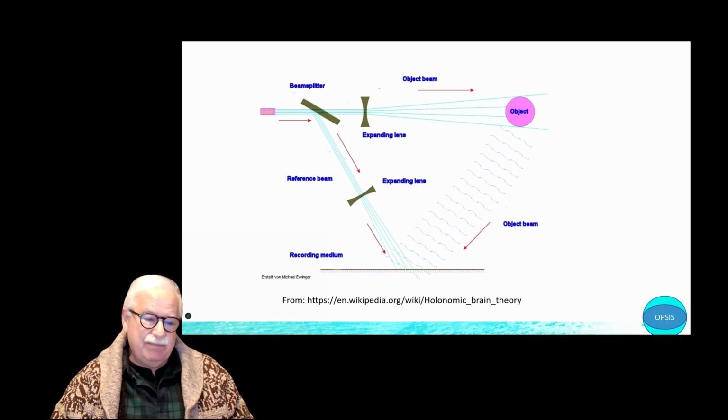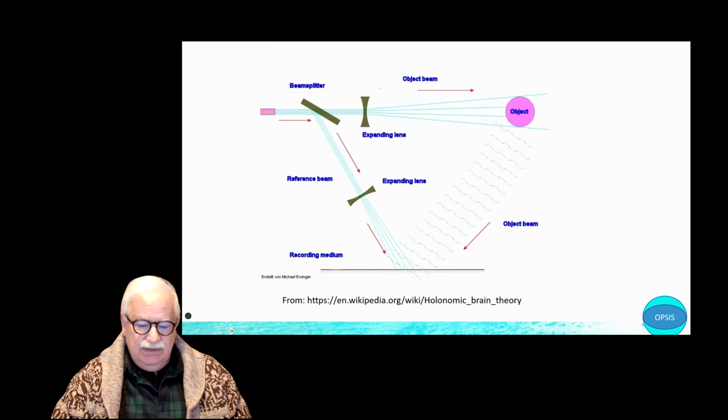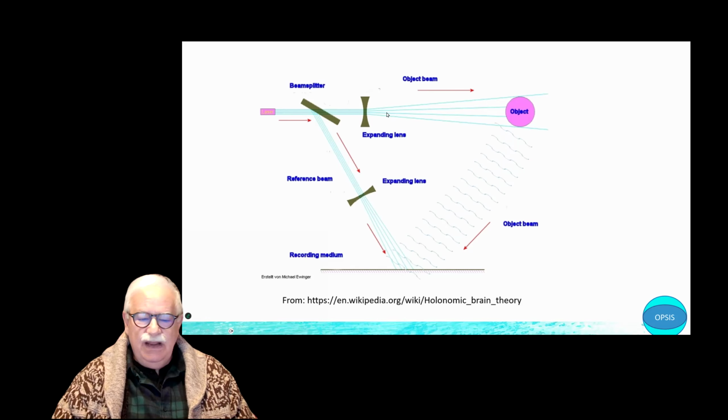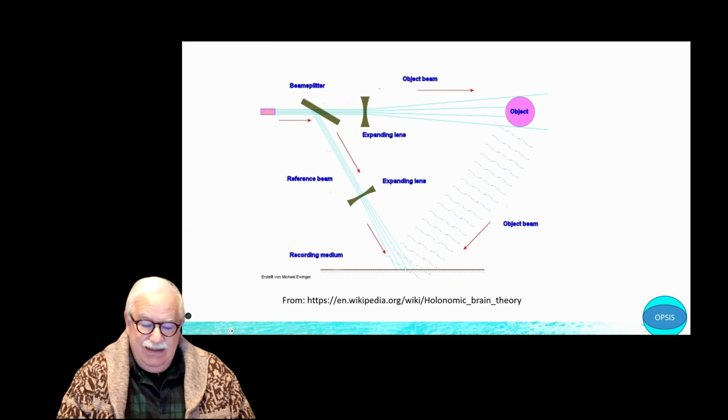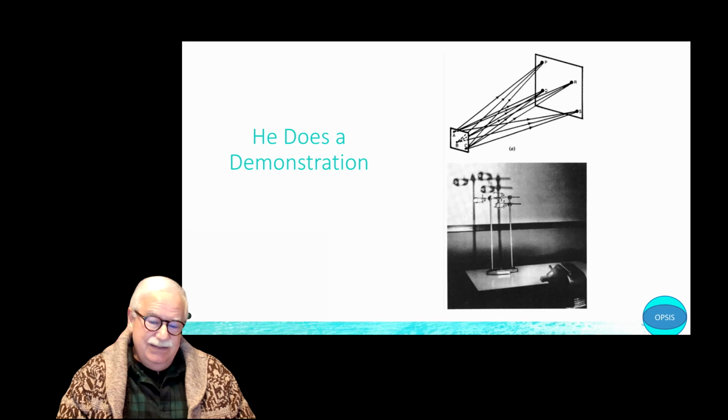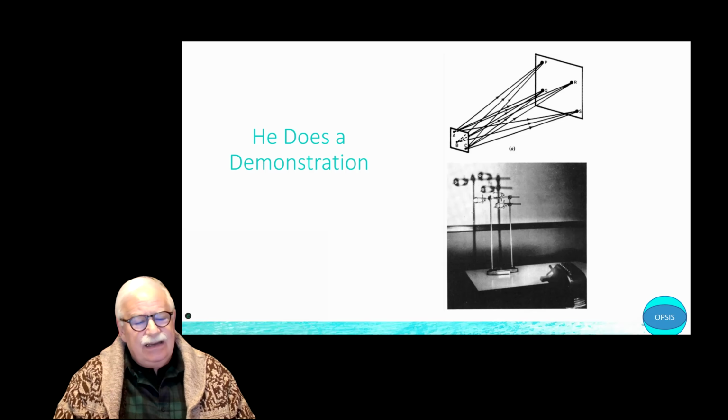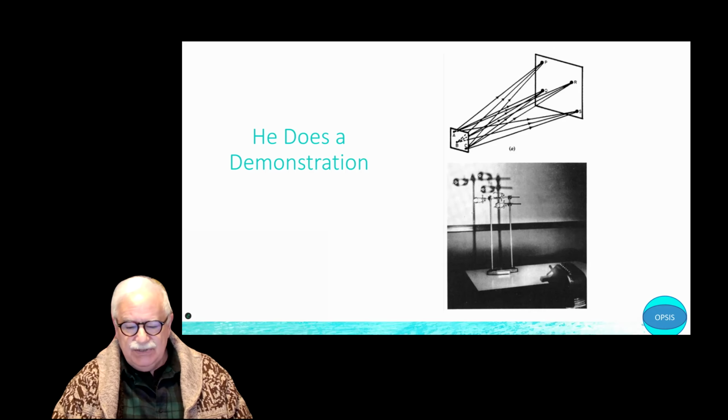Here's another representation of that: the laser beam splitter, light going straight down to the recording medium, and then light bouncing off the object coming here and recording this. And again, I'm like, okay. But then in his book, he shows this.